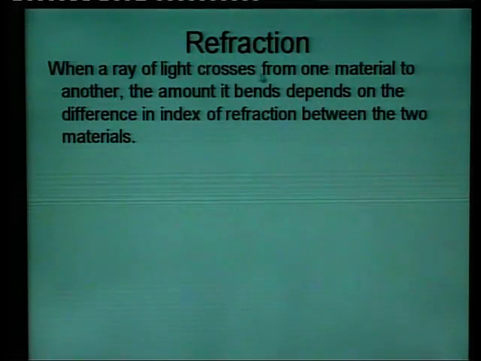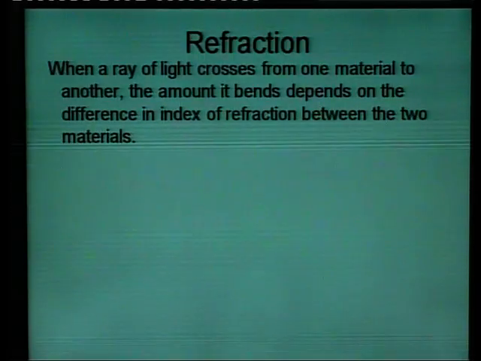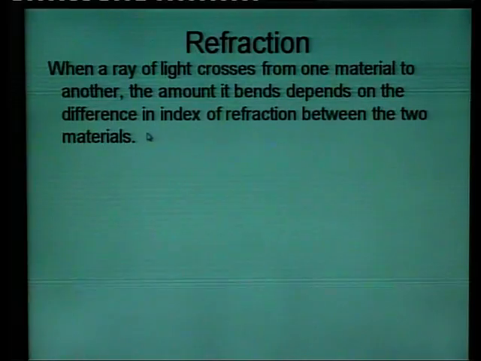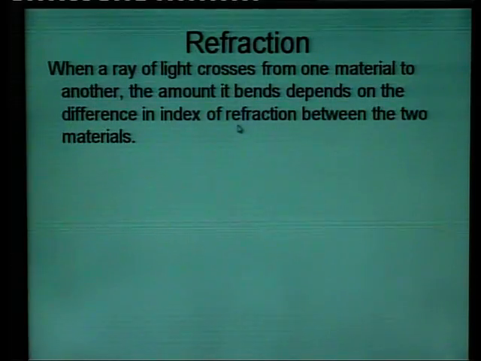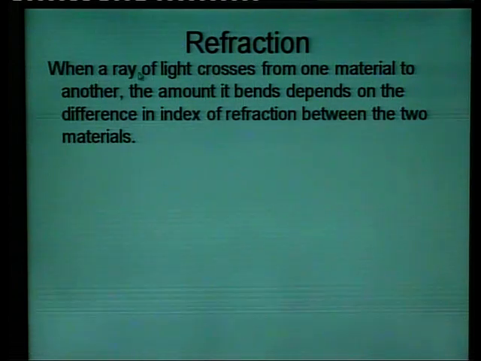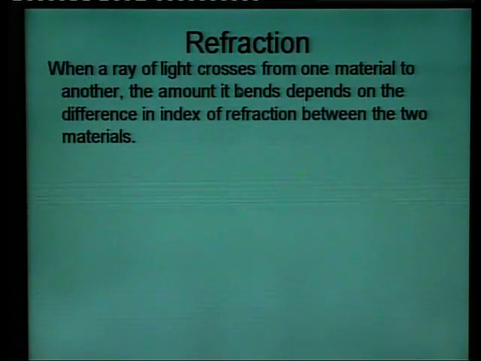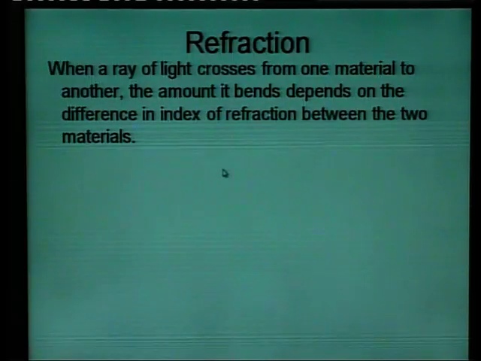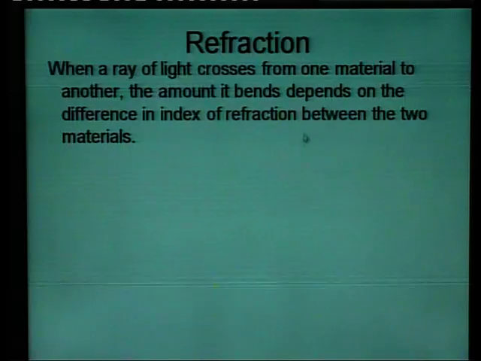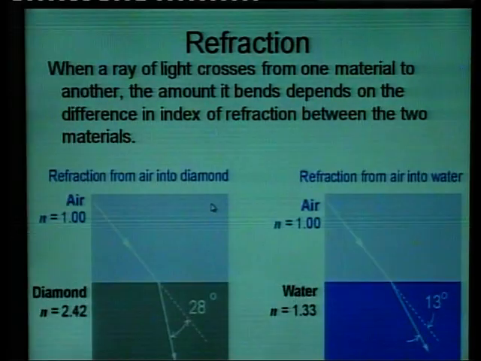When a ray of light crosses from one material to another, the amount it bends depends on the difference in index of refraction between the two materials. So the amount by which the ray is bent, जितने उसको bend हो जाती है, वो किस पे depend करता है? Refractive index पे. Depends upon the index of refraction of the two mediums or two materials.